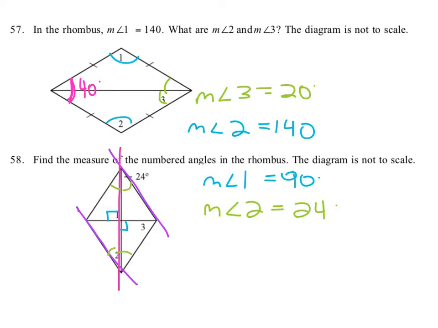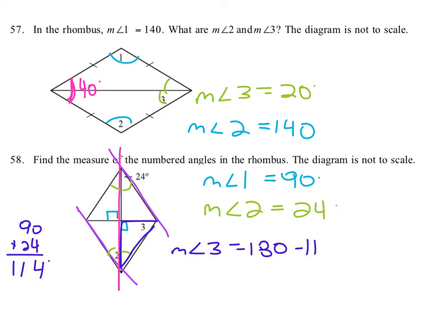Well, for angle 3, we've essentially got to figure out 90 plus 24, the two angles that we already know in this triangle here, that angle 3 is part of. They sum to 114 degrees. So the measure of angle 3 is going to be equal to 180 minus 114, which is going to be 66 degrees.